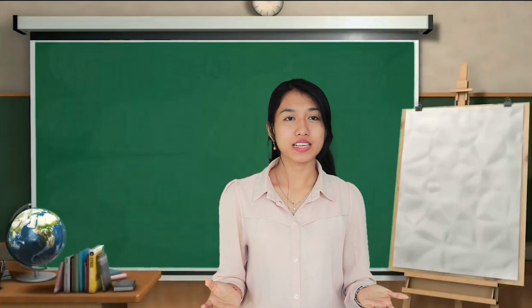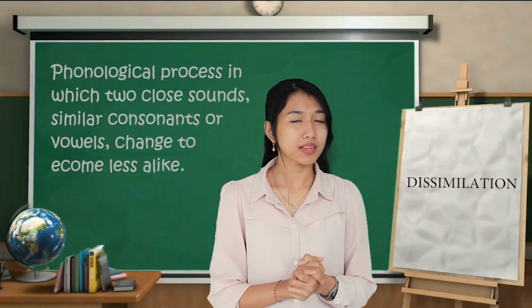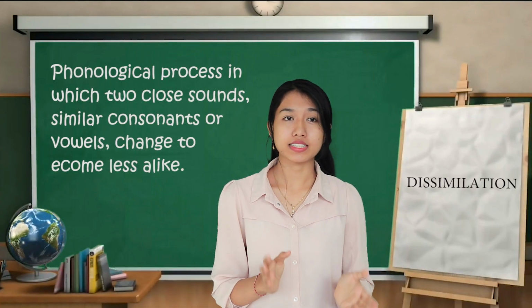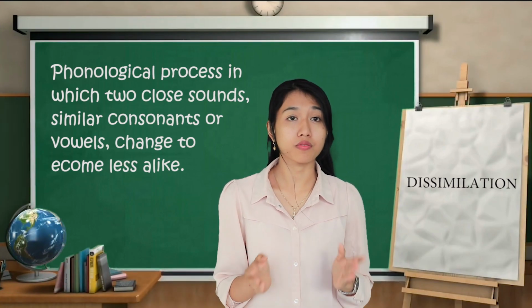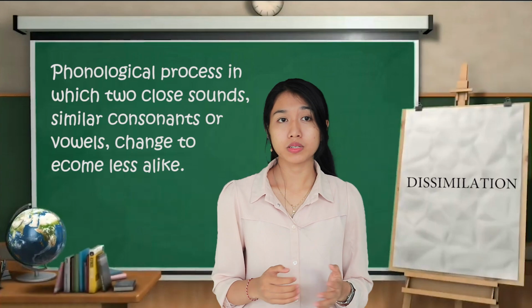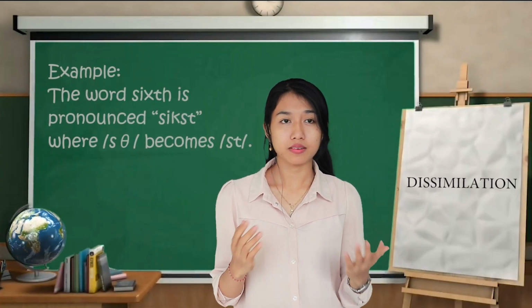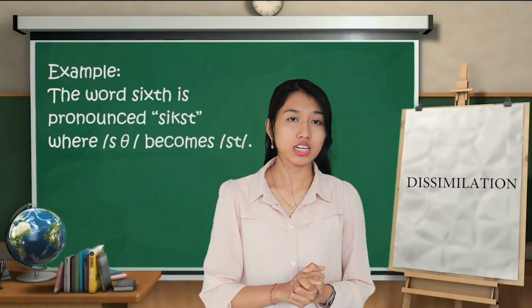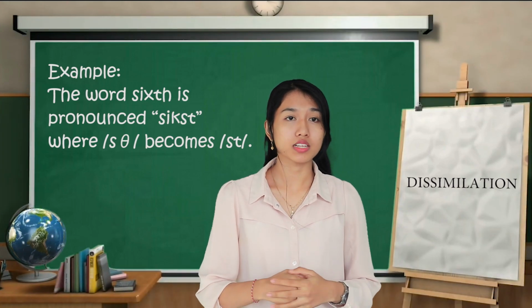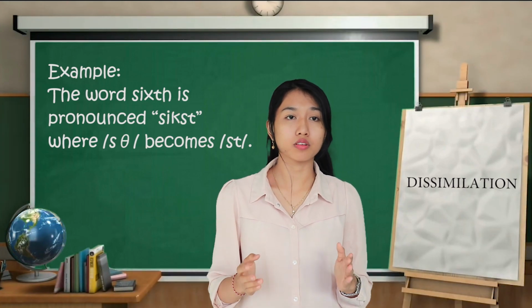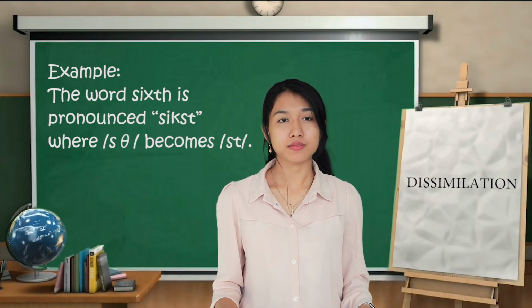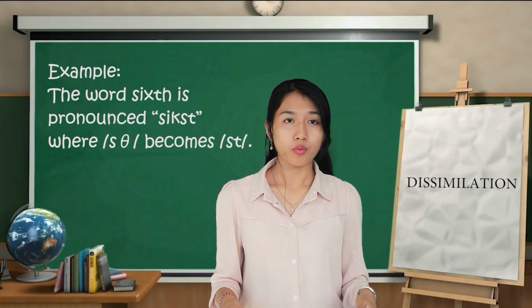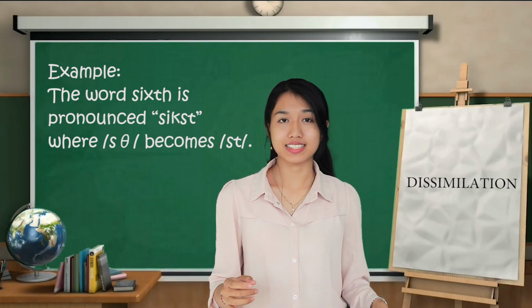The second type is dissimilation. Dissimilation is the phonological process in which two close sounds, similar consonants or vowels, change to become less alike. For example, manner dissimilation, in which a stop becomes a fricative when followed by another stop. The word six is pronounced sikss, whereas it becomes siks-th.